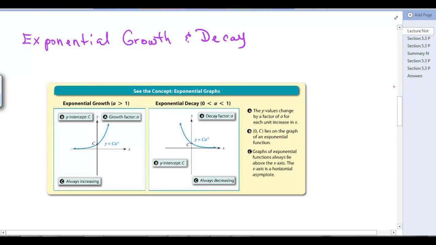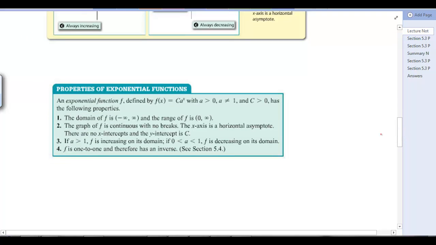These come into play when we talk about exponential growth and decay. When you have exponential growth, from left to right, you are increasing, and the growth factor is a. When you have a decay, you're doing this, and it's always decreasing. The decay factor is a in this one. This one's always increasing, this one's always decreasing. The graph of an exponential function always lies above the x-axis. That's a horizontal asymptote for this. Okay?